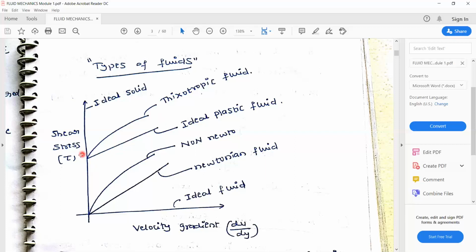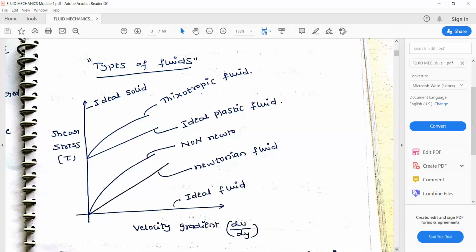In this case you can observe that from this point to this point there is no movement of the fluid, even as you start applying shear stress. Then, when it reaches the yield value, from this point it starts acting as a Newtonian fluid. That means after this point, shear stress is directly proportional to velocity gradient. That is an ideal plastic fluid.